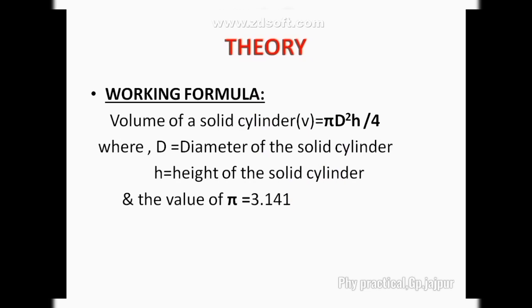Next is your theory. First is the working formula. As I already said, the volume of a solid cylinder V is equal to pi d square h by 4. D is the diameter of the solid cylinder. H is the height of the solid cylinder, and the value of pi is 3.141.